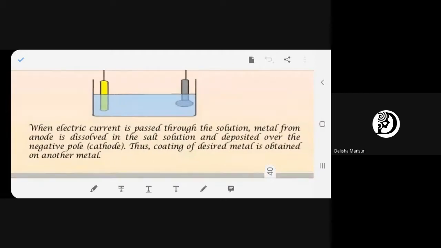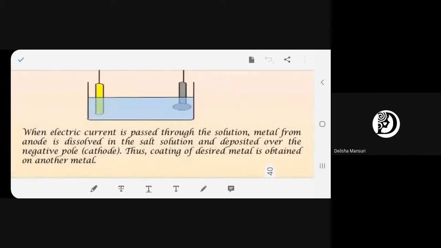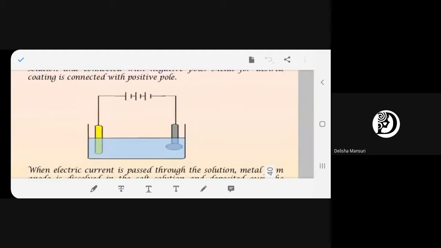Now, what is it? Read. When electric current is passed through the solution, matter from anode is dissolved in the salt solution and deposited over the negative pole, cathode. Thus, coating of desired metal is obtained on another metal.